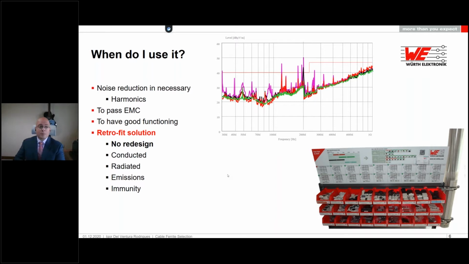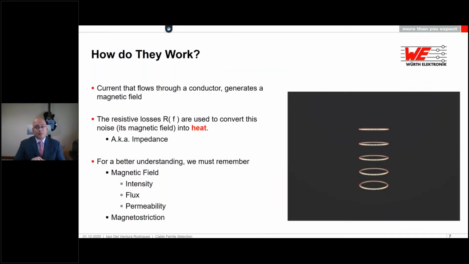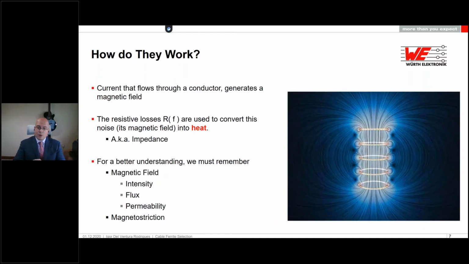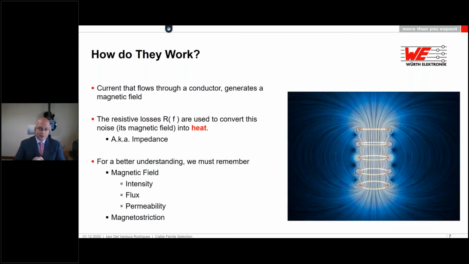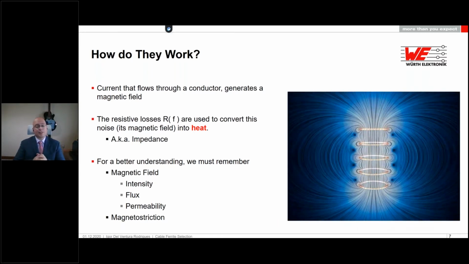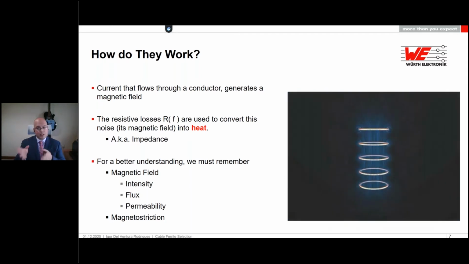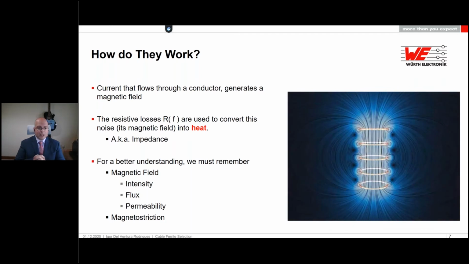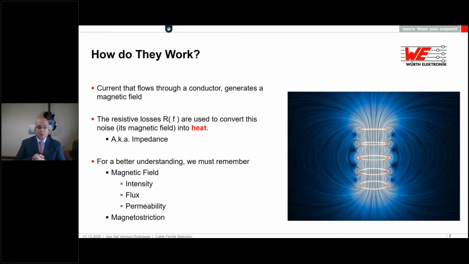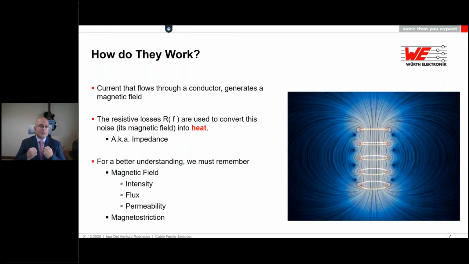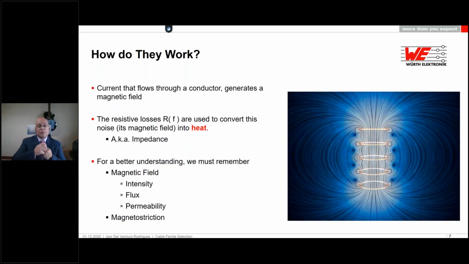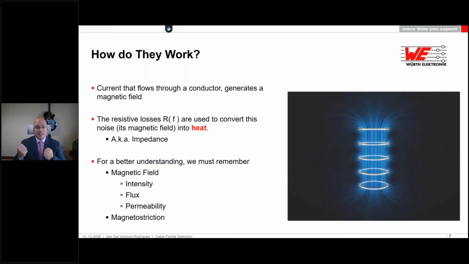And they work based on the magnetic field principles. So whenever you have a magnetic field that is flowing through a conductor, it will generate, as you can see on the screen here in blue, magnetic field lines. And the ferrite material will grab this magnetic field and will convert it into heat.